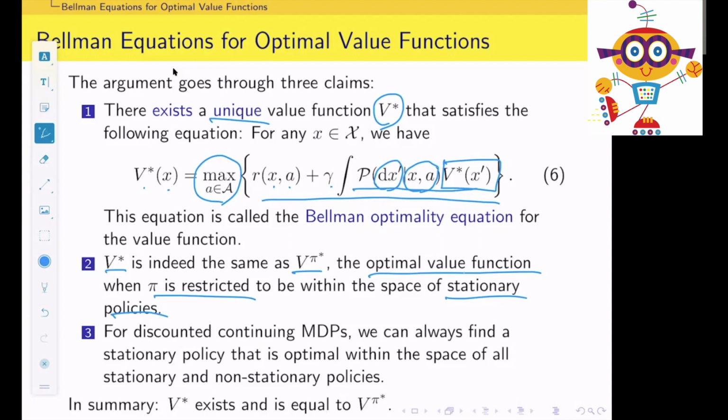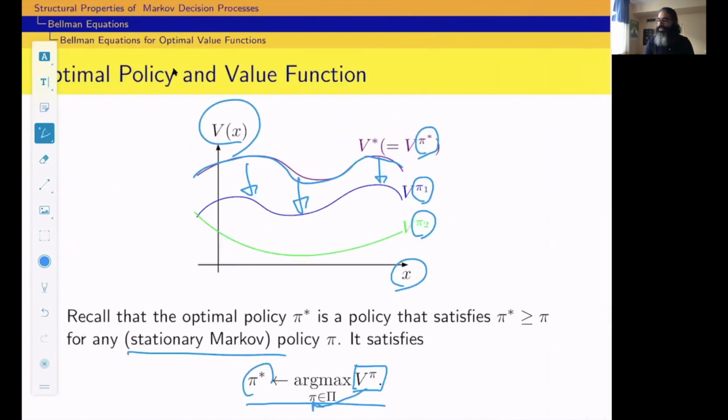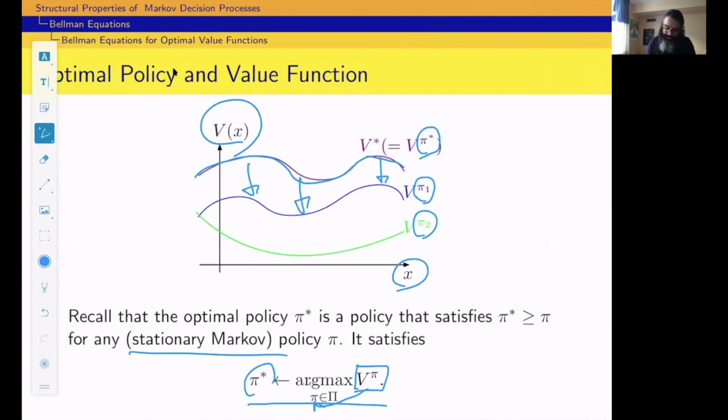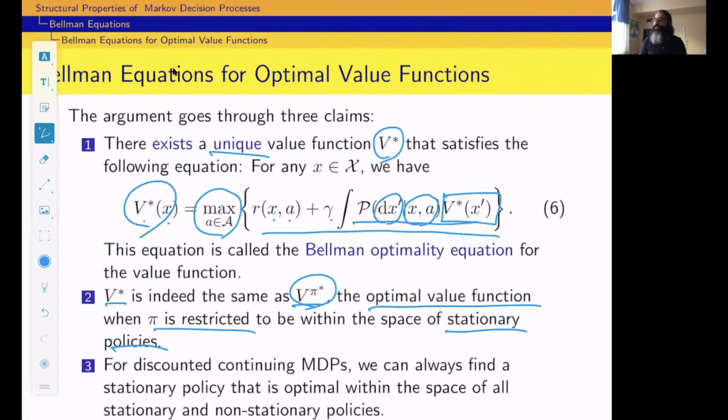Right, okay, so the first part is that there is this V star. The second part is that V star and V of pi star are the same when we restrict the search in pi to the space of stationary policies. So here I mentioned that this pi is a space of stationary Markov policies. So this is the second step of the argument.